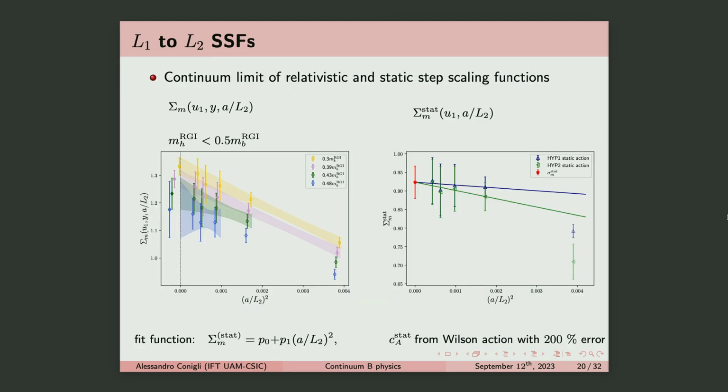This step is easier because the ensembles L1 and L2 have been already generated with the same value of the b quark mass and at the same beta, and therefore we can proceed directly with the extraction of the step scaling function. What you see here on the left is the continuum limit extrapolation of the step scaling function up to 0.5 the b quark mass, where again we exclude the coarser lattice spacing as we go heavier in masses, while on the right I'm showing you the continuum limit extrapolation of the static step scaling function, where this time we are using two different static actions, HYP1 and HYP2, to constrain the results in the continuum.